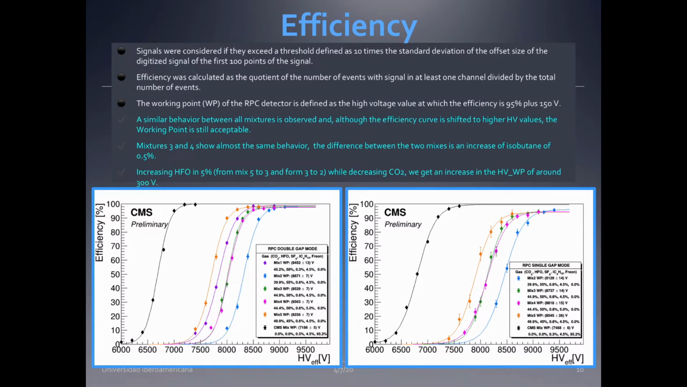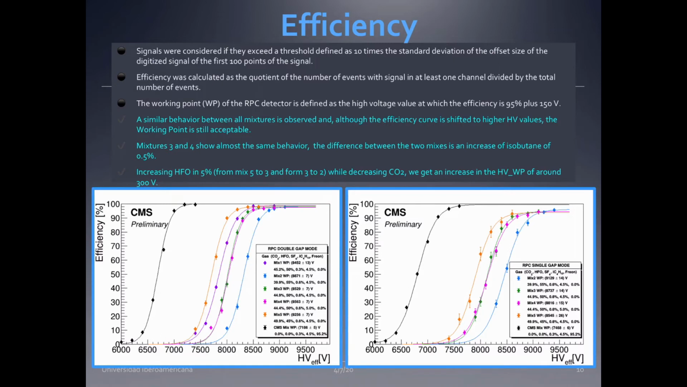The analyzed signals were those which exceed a threshold defined as 10 times the standard deviation of the offset size of the first 100 points of the signal. The efficiency was calculated as the quotient of the number of events with signal divided by the total number of events, and the working point was defined as the high voltage value at which the efficiency is 95% plus 115 volts.